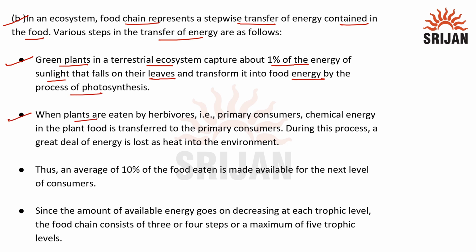When these plants are eaten by herbivores, that is primary consumer, chemical energy in the plant food is transferred to the primary consumer, and during this process a great amount of energy is lost as heat into the environment, and only 10% of the energy or 10% of the food eaten is made available for the next trophic level or for the next consumer. Since the amount of available energy goes on decreasing at each trophic level, food chain consists of 3 or 4 steps maximum, or it can have 5 trophic levels at the most.